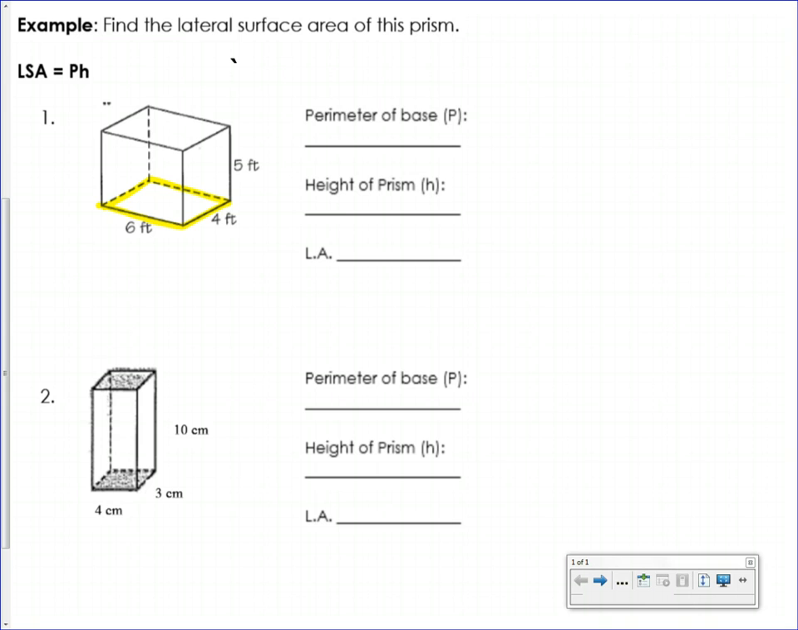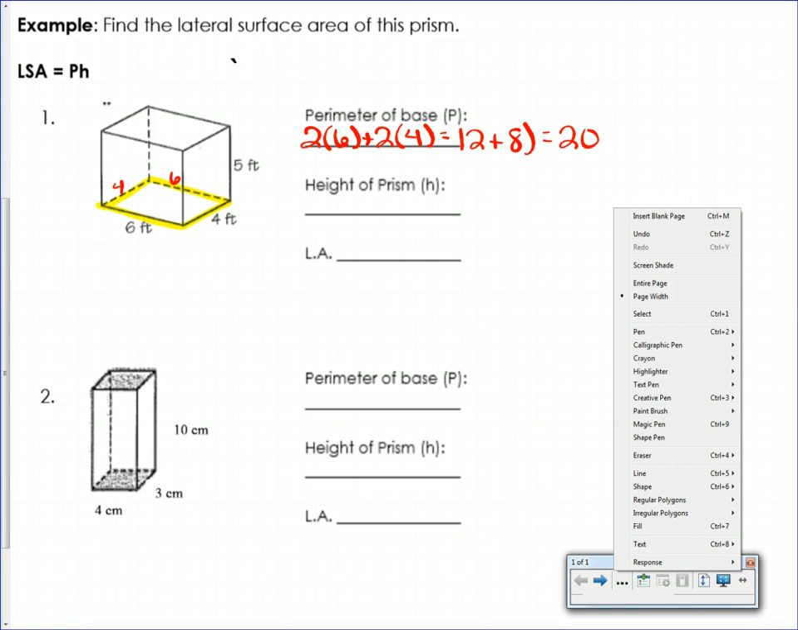To find the perimeter of the base, remember this side is 6 and this side is 4, we're going to do 2 times 6 plus 2 times 4. 2 times 6 is 12. 2 times 4 is 8. The perimeter of my base is 20 feet.